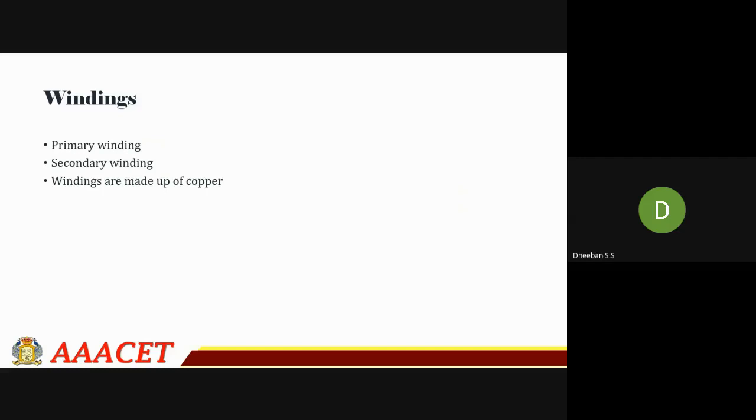The windings will be primary winding and secondary winding, so you have to know about the windings. The windings will be made up of copper. The reason they use copper is that copper has a very high conductivity, so they make use of copper.